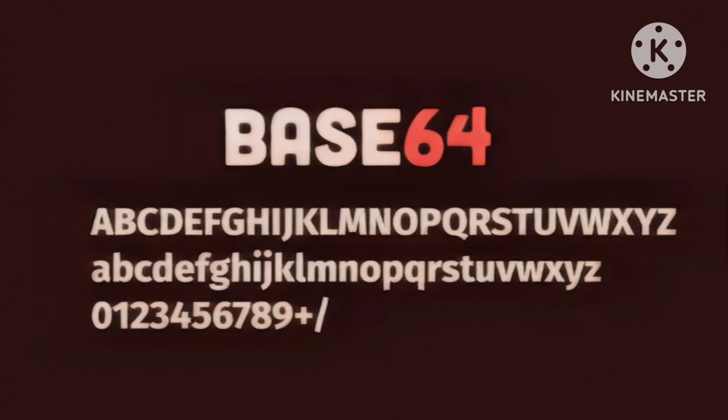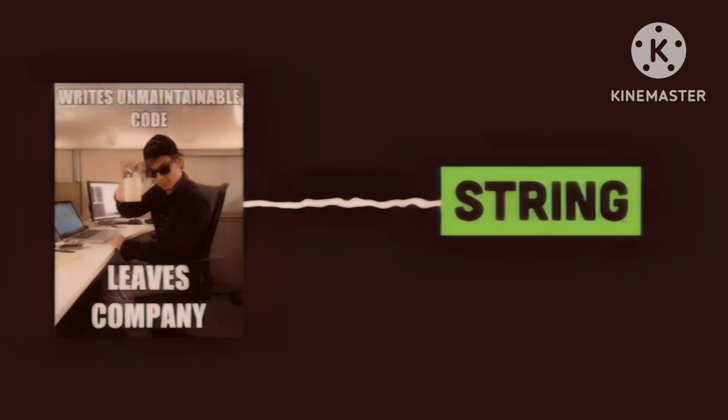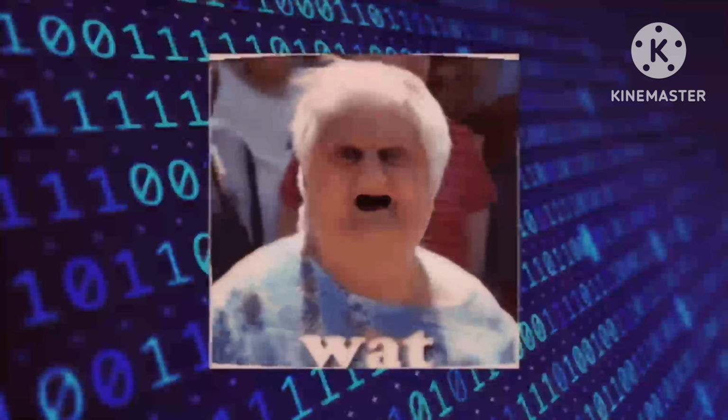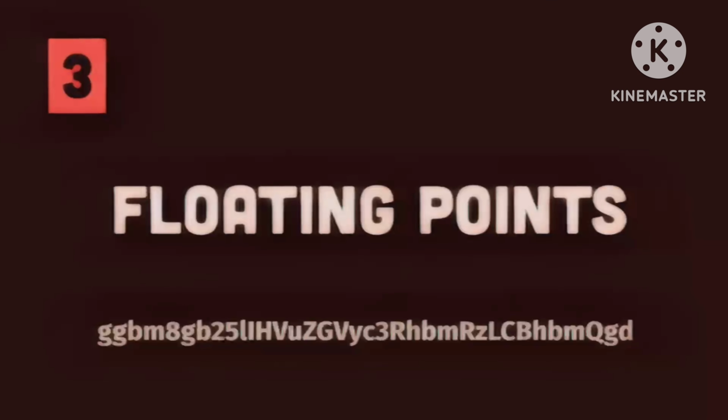And you also have base 64, which introduces even more letters and symbols to encode binary values, allowing developers to represent binary data like an image as a string of text. While computers use base 2 under the hood, they still need to represent base 10 numbers for humans, and the most common way to do that is with floating point numbers.